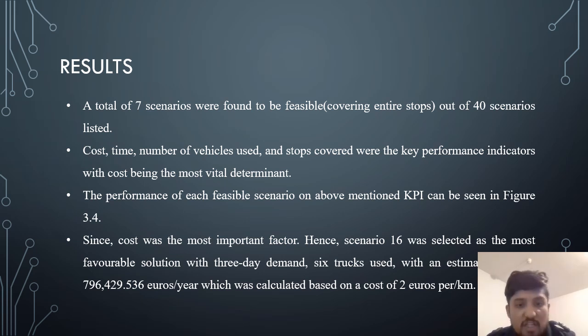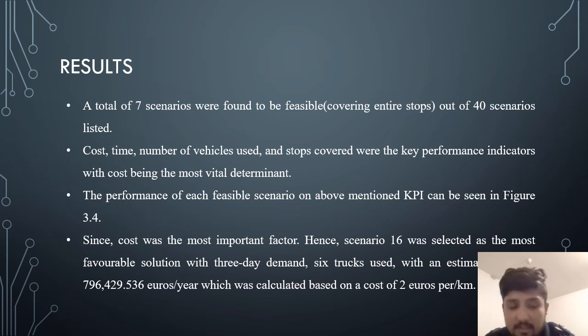The performance of each feasible scenario on the above mentioned KPIs can be seen in figure 3.4, which we will see in the next slide. Since the cost was the most important factor, scenario 16 was selected as the most favorable solution, with the 3-day demand and 6 trucks, with an estimated cost of 796,000 euros for the entire year, calculated based on the cost of 2 euros per kilometer.